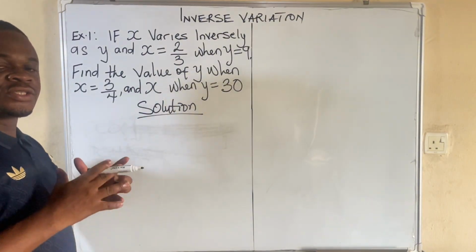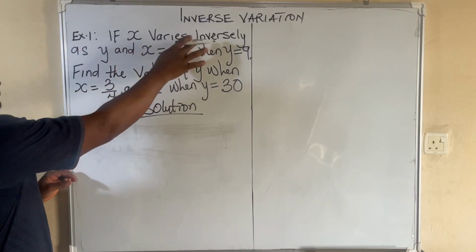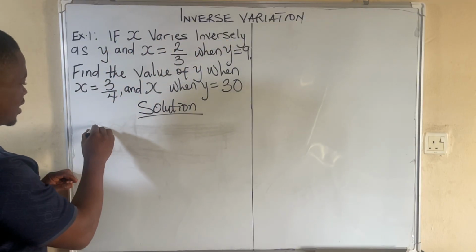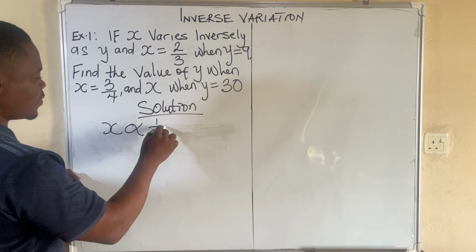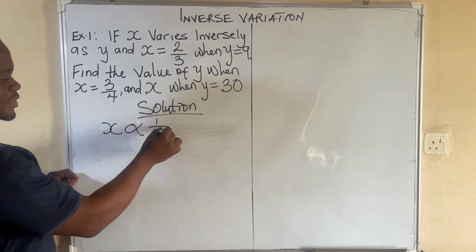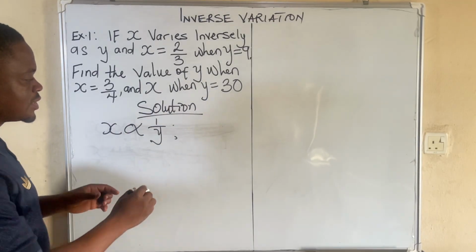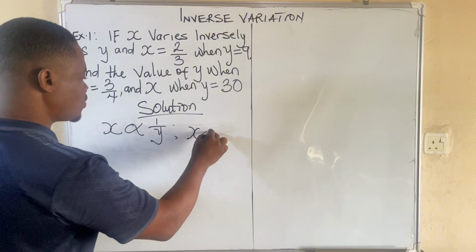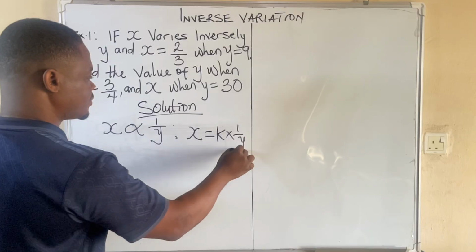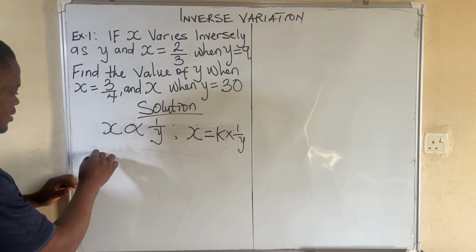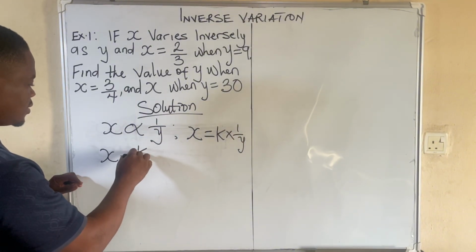Now, in solving this problem, we take that if x varies inversely as y, x varies as 1 over y. To remove this proportionality sign, we need to introduce a constant. So we say that x is equal to k times 1 over y. So this implies that x is equal to k all over y.